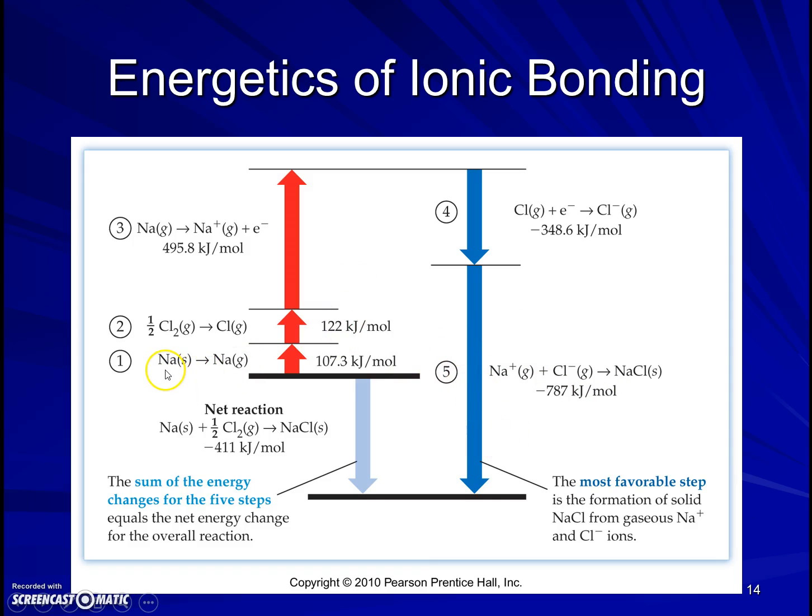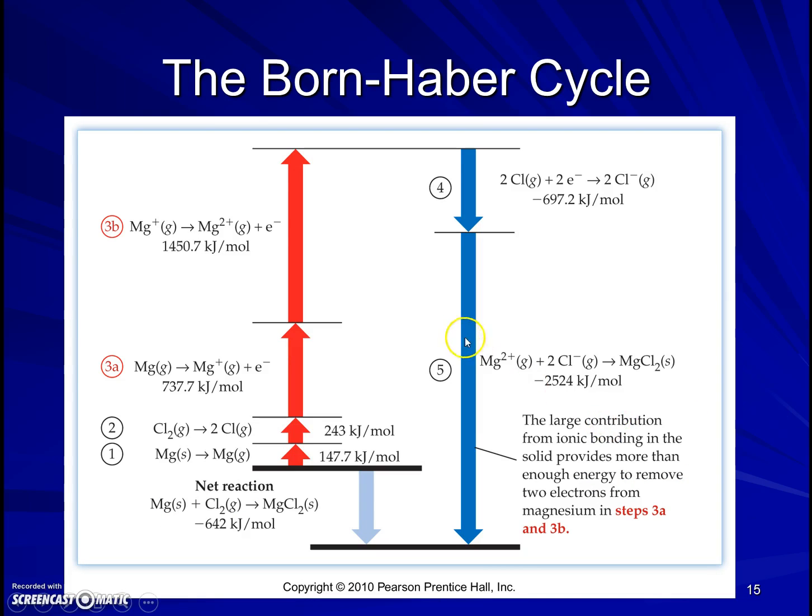So in going from sodium solid and chlorine gas, we use up this amount of energy, the sum of these three numbers, but we get back this amount, the sum of these two negative numbers. The difference between those is the energy for the entire reaction based on Hess's law, negative 411 kilojoules per mole. So as long as we can look up any 5 of these numbers, we can calculate the sixth based on Hess's law. And so we refer to this as the Born-Haber cycle.